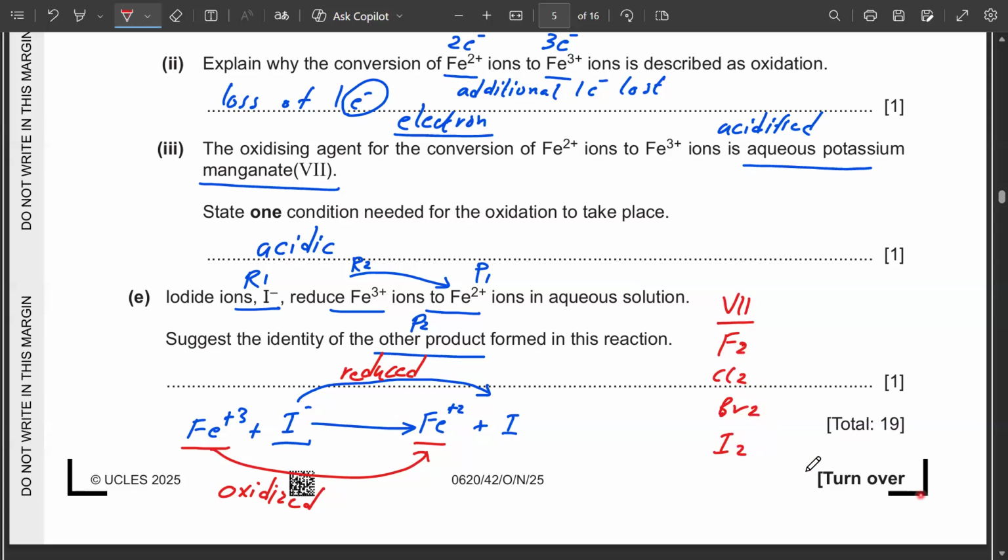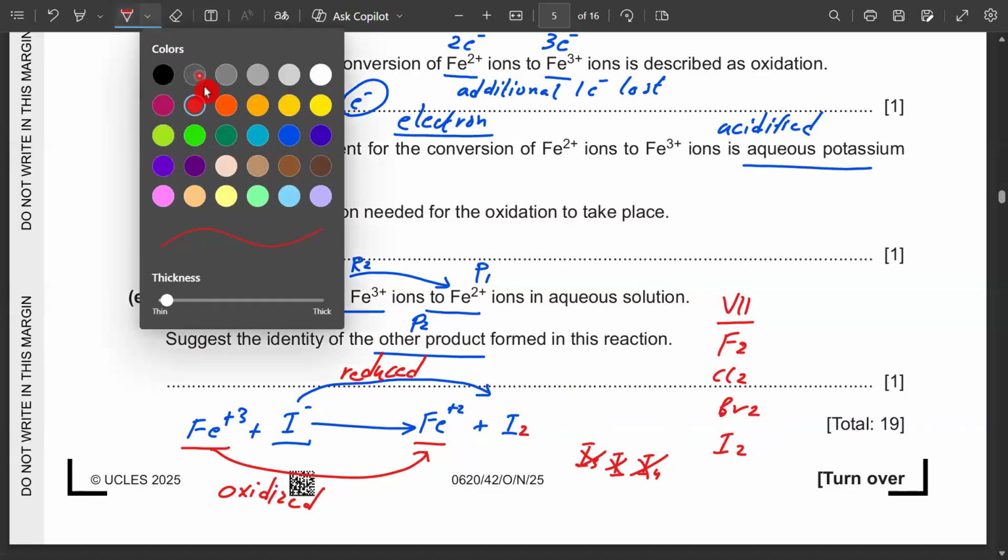So for this reason, I will represent I2 here. It can only be I2, it cannot be I3, it cannot be simply I, it cannot be I4. That's totally wrong because group 7 elements are only represented as I2. And if it is I2, we know it is the elemental form. The elemental form has the oxidation number of 0.